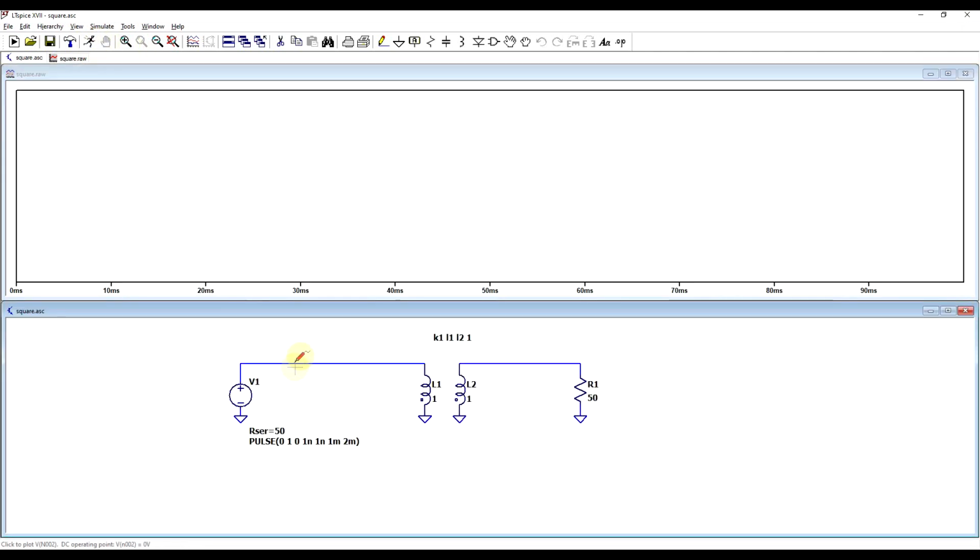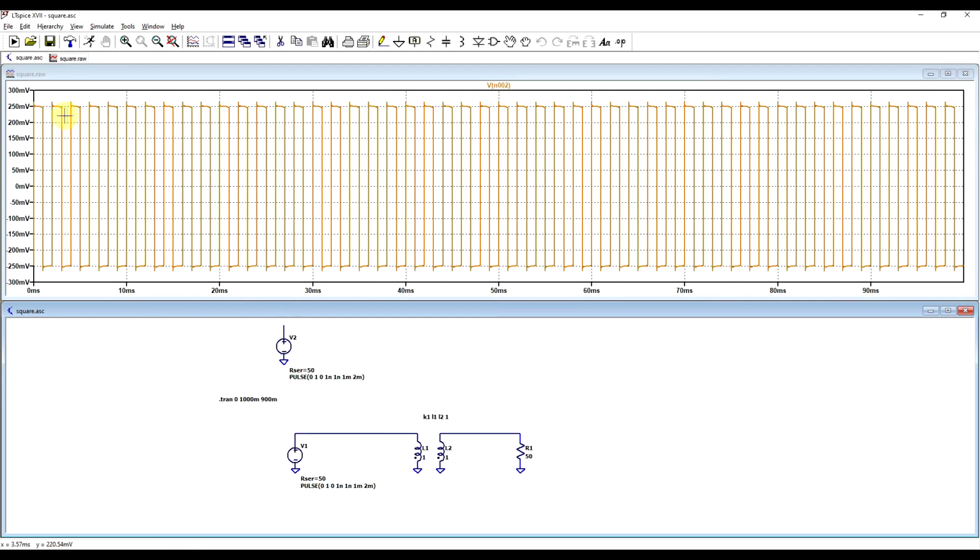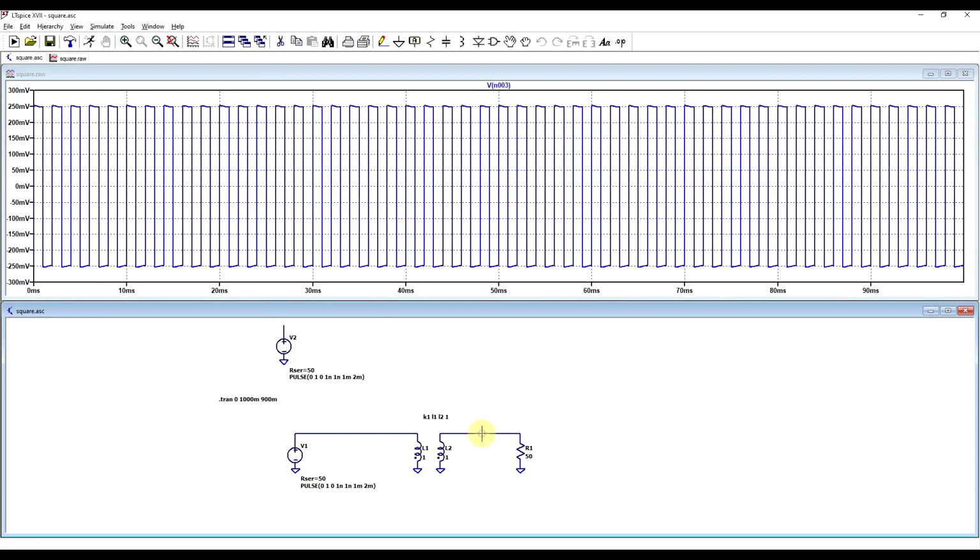So if we run this thing, we look at first of all at the signal coming out of the signal source. We can see that we only have an amplitude of 250 millivolts, but it's actually 500 millivolts because it's not referenced to 0, rather at minus 250. And if we look at the output, we see the exact same thing. So we see that our square wave has passed through our transformer.